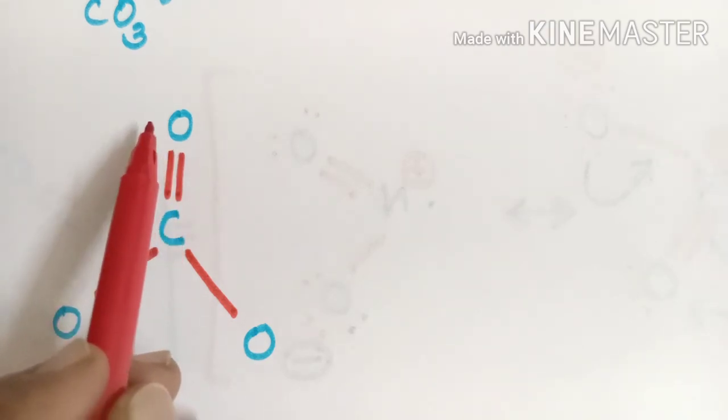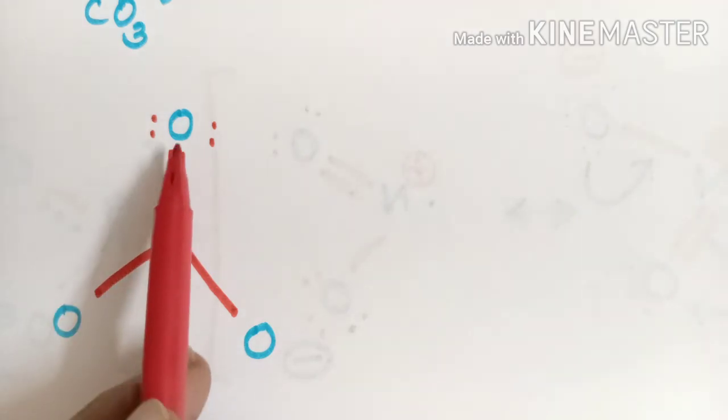At the same time, how many electrons are present on each oxygen? We'll check. Here you find that oxygen is using 2 electrons of its own, and here we have a total of 1 2 3 4, so total 6 electrons.